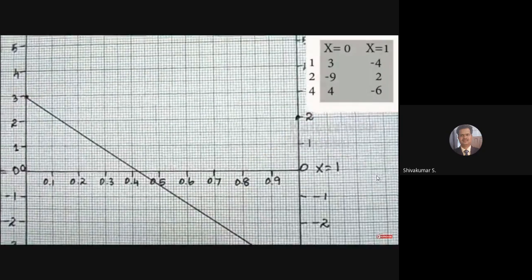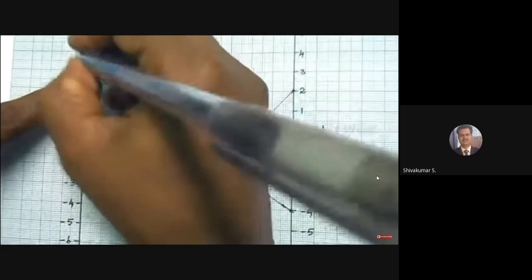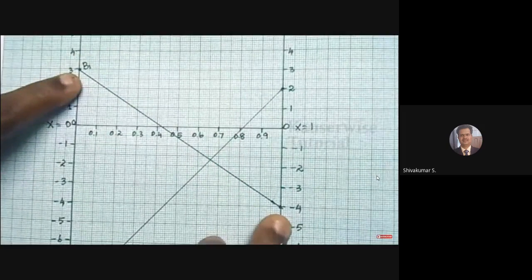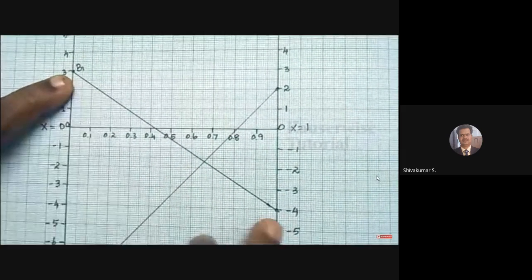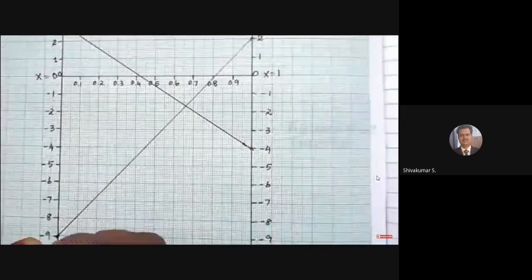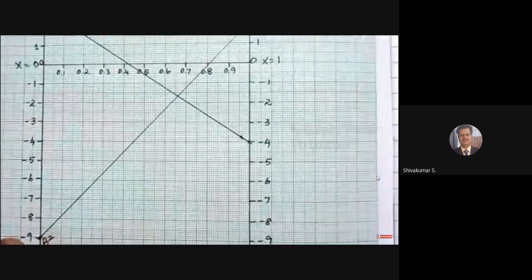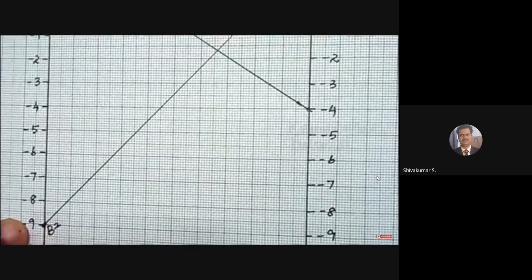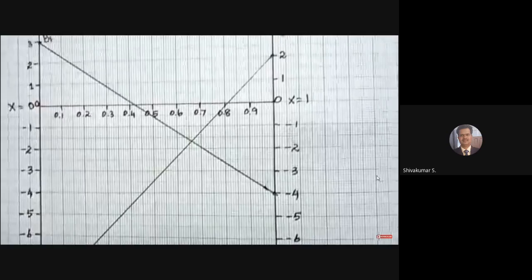Just draw the line. This line is B1. So this line represents A's expected gain when B selects the first alternative. Okay, this one is B's second alternative, that is B2. So this line represents A's expected gain when B selects the second alternative. Let us see the third option.